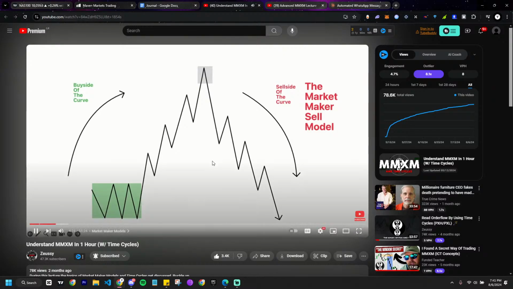What we can see in the market maker sell model first of all is that there's original consolidation down here. I think this is the internal low, and we have this confirming the market structure shift, which is then going to be grabbed back and then go down towards the original. So it's a high low, high high, low low, and we have a fair value gap here. Boom.